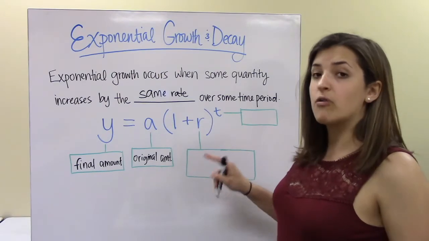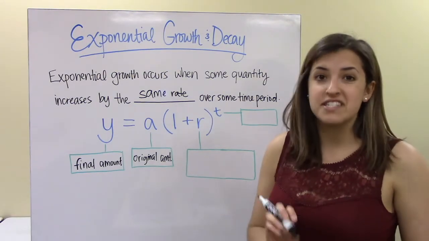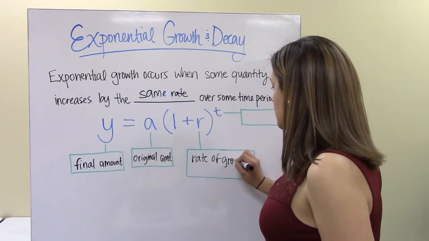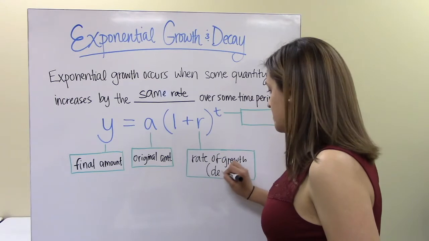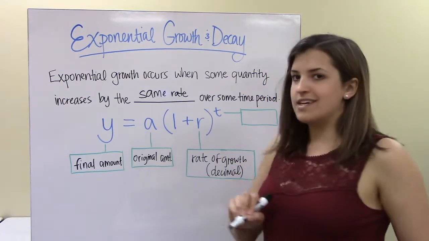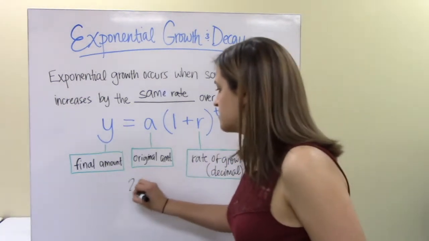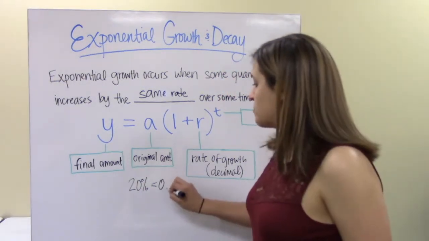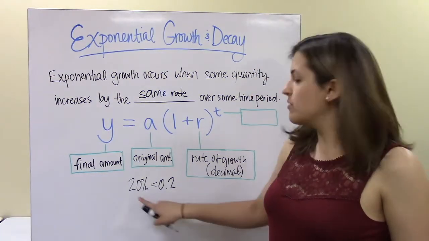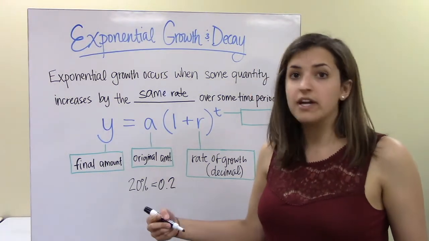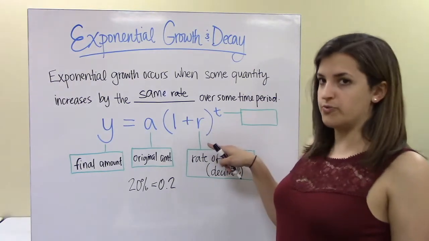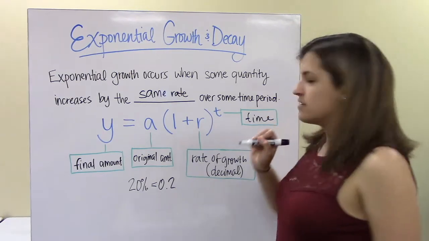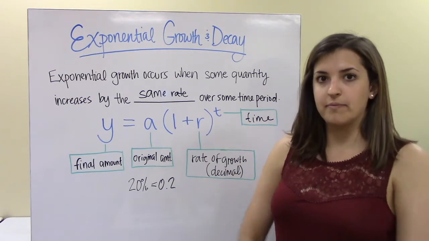R is going to be our rate of growth expressed as a decimal. So what I mean by that is, if you had 20%, the decimal of 20% is 0.2. We want that. We don't want the percentage. So if I have a 20% growth rate, that's 1 plus 0.2. And T here stands for time. So let's see this in action. Let's do an example problem.